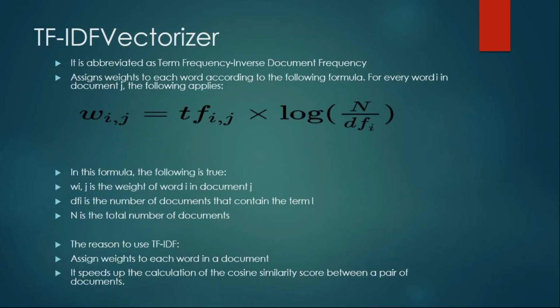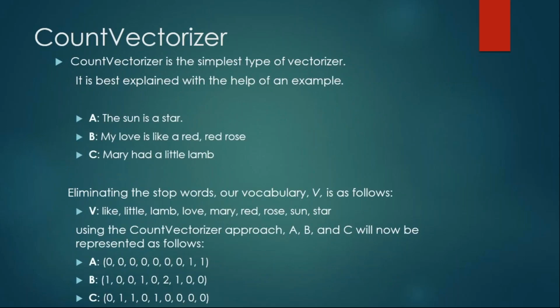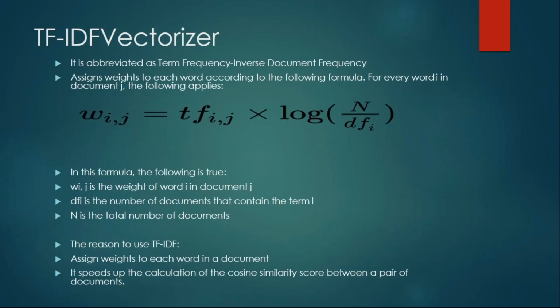Next is the TF-IDF vectorizer, which upgrades term frequency. It assigns a weight to each word, and this is given by the formula. I don't want to go too deep into that. The reason for using TF-IDF is to assign weights to each word in a document. An advantage is that it speeds up the calculation of the cosine similarity score between a pair of documents. In this case, TF-IDF or the count vector is used between a pair of documents.